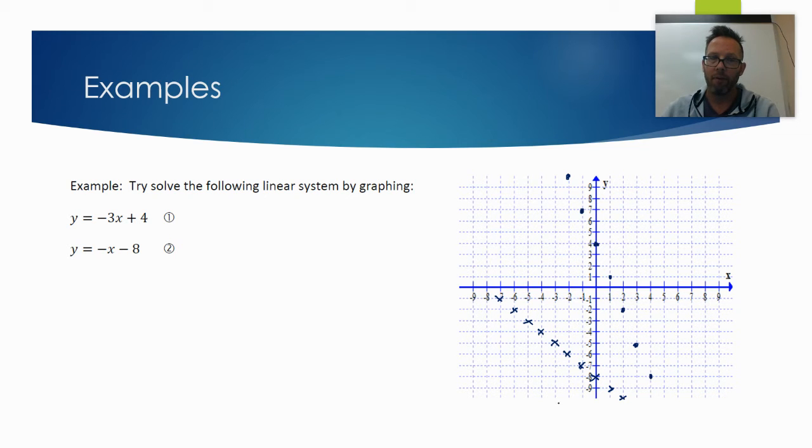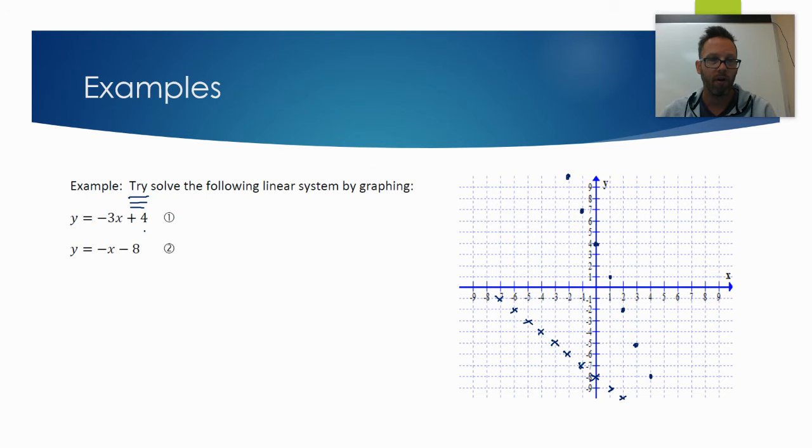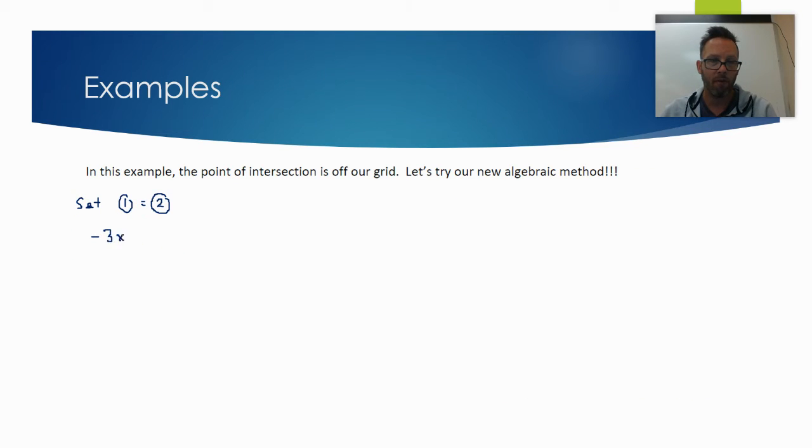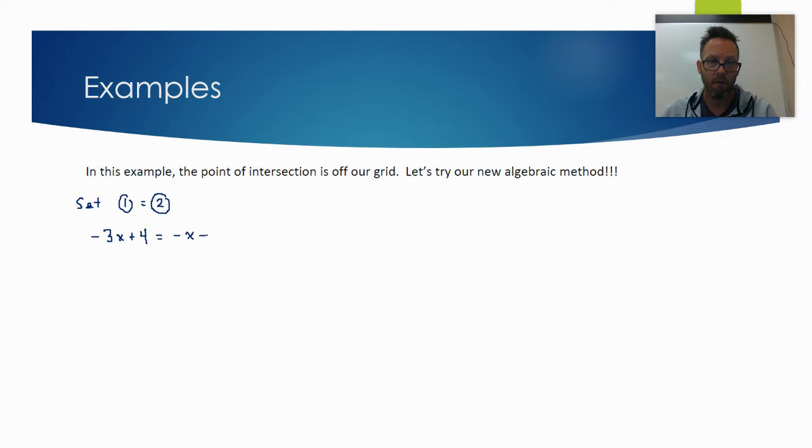So, I told you guys to try and solve this. You know what? This is one of those examples where the solution's off the screen. But luckily now we have an algebraic method. So let's try it out. I'm just going to start the solution. We're going to set equation 1 equal to equation 2. You guys have those visible to you on your page, so I don't need to rewrite these. So we have negative 3x plus 4 equals negative x minus 8. All right, set it up. Now we'll solve this equation.